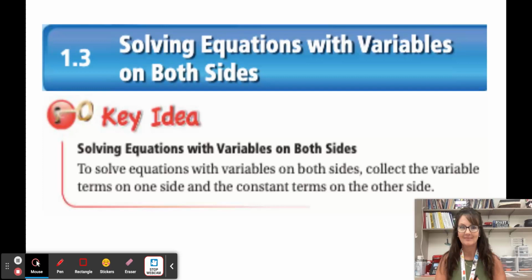All right, here we go. We have lesson 1.3. We're going to be solving equations with variables on both sides.